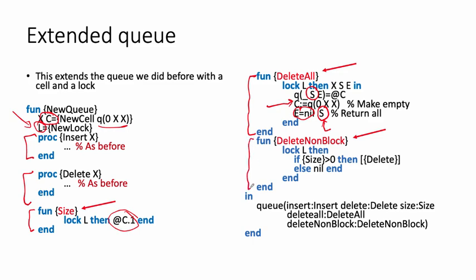And then there's the non-block delete, which checks to see if the size is bigger than 0. If so, it returns a list of one element, which is the delete element, or else it returns nil if it's empty. So the delete non-block will actually tell me if the queue is empty. So this is my queue with my extra operations that I need for the monitor. Okay, so get release and extended queue.